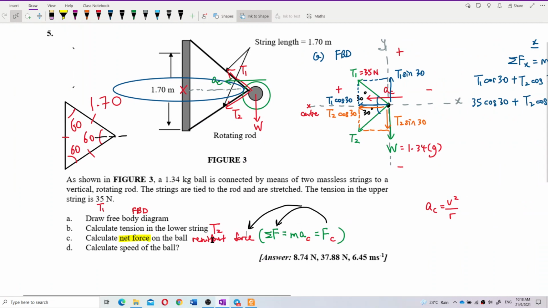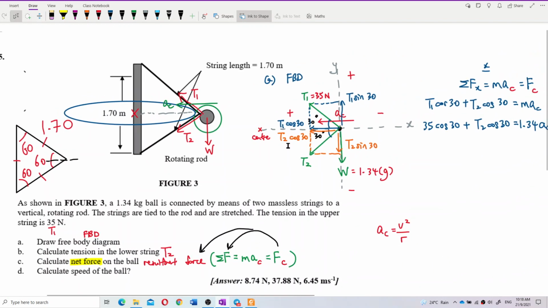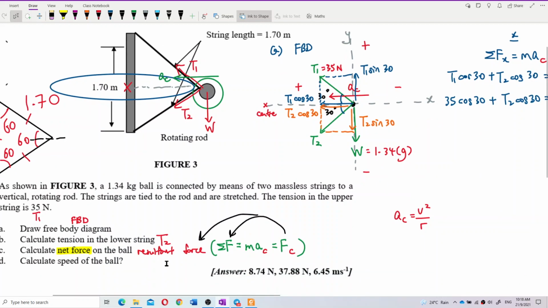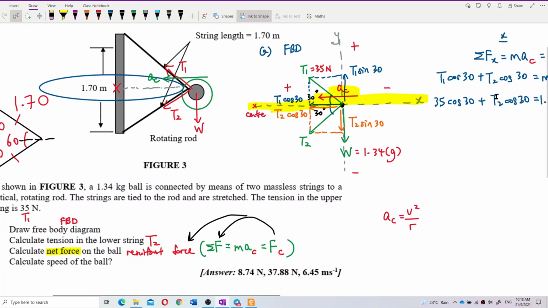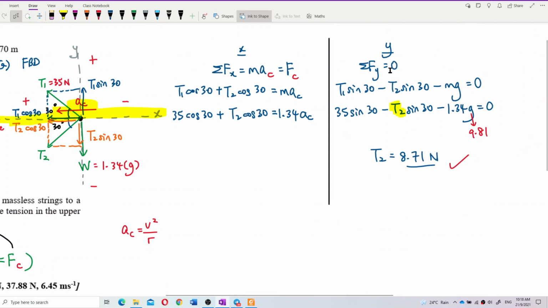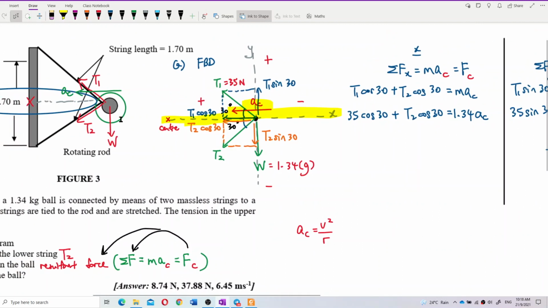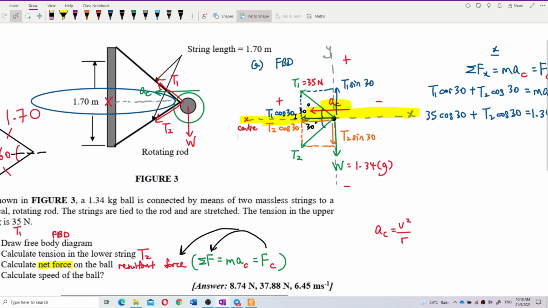Where can we find our resultant force for this free body diagram? Where is the acceleration? Is the acceleration in the x component or in the y component? The acceleration is in the x component. It's not in the y component. In the y component, the resultant force is 0. The x component has the resultant force.